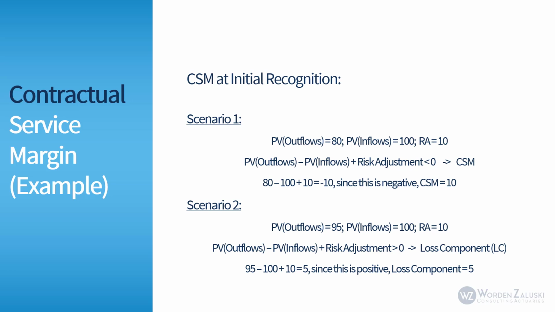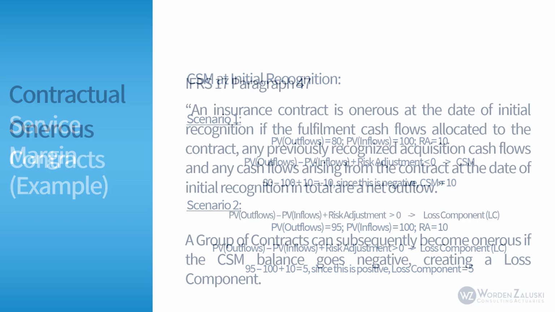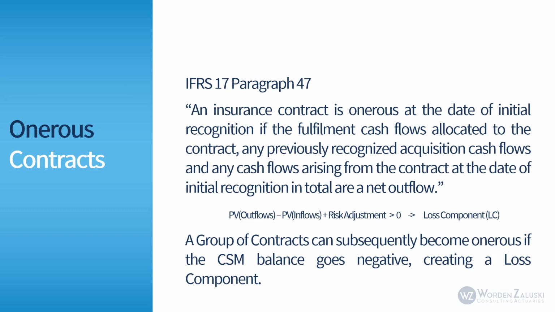So the contractual service margin, or the profits that we have in the product, they need to be sufficient to cover the risk adjustment. Now, when we have a loss component, the group of contracts that represents that loss component are known as onerous contracts.